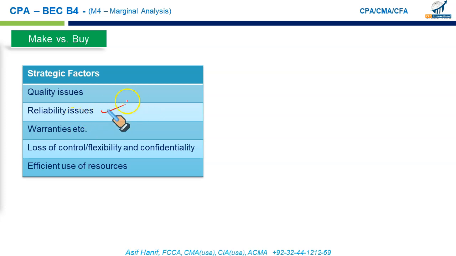Reliability. You are now depending on a third party for your production. If they are reliable in their deliveries, then you will be able to make good use of this agreement or arrangement. Otherwise, unreliable vendors or third parties could put you in trouble, could affect your supply chain. Warranties. Since you will be the ultimate seller, you will be responsible for warranties. So any compromise on quality could put your business in trouble.